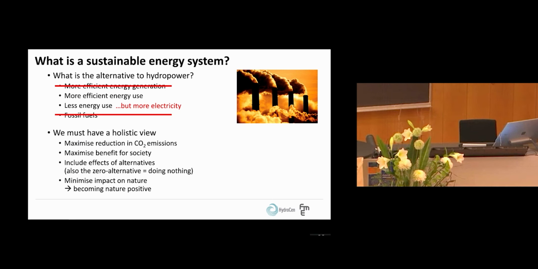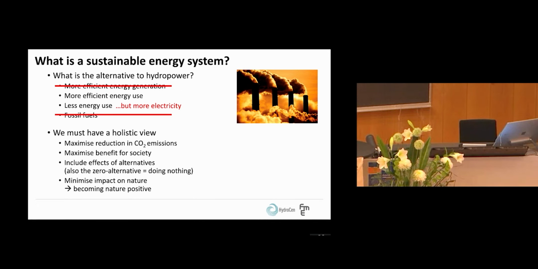To make it a sustainable choice, I think we need the holistic view: that we maximize reduction of CO2 emissions, that we maximize the benefit for society, and that we include the effects of not doing anything, because that's what's happening today. We're not doing anything. We just have more fossil fuels, right? That's the alternative today. I'm not saying that we should build down all nature to get rid of this, but we have to think about that. For every day we do nothing, more CO2 goes to the atmosphere, and it's not only CO2, it's a lot of other bad things connected to fossil fuels. So please think about that.